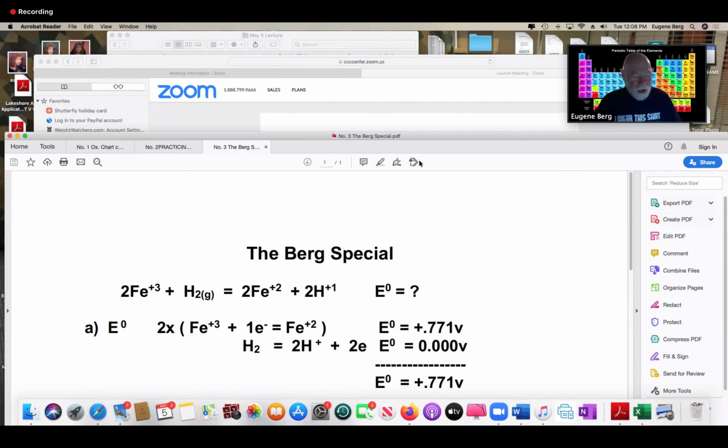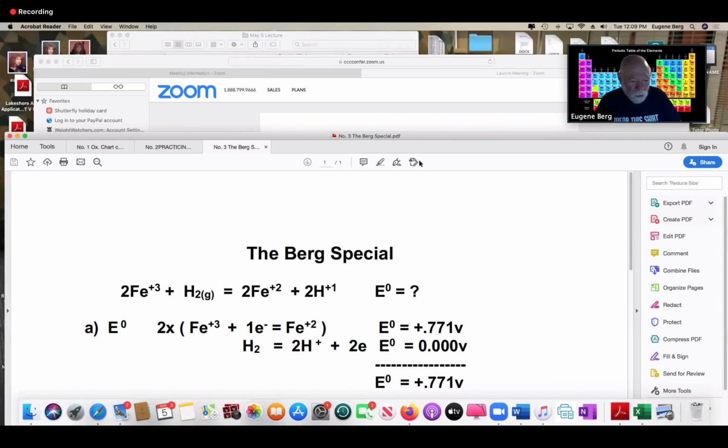So here's the reaction I've given you. Now I want you to use your half reaction table to find which half reactions you need. Iron 2 to iron 3, or iron 3 to iron 2, you find on your chart. Let's see, where is it? It's about a quarter of the whole chart. Yeah, there it is, iron 2 to iron 3. It looks like I had to reverse it to get iron 3 on the left-hand side.